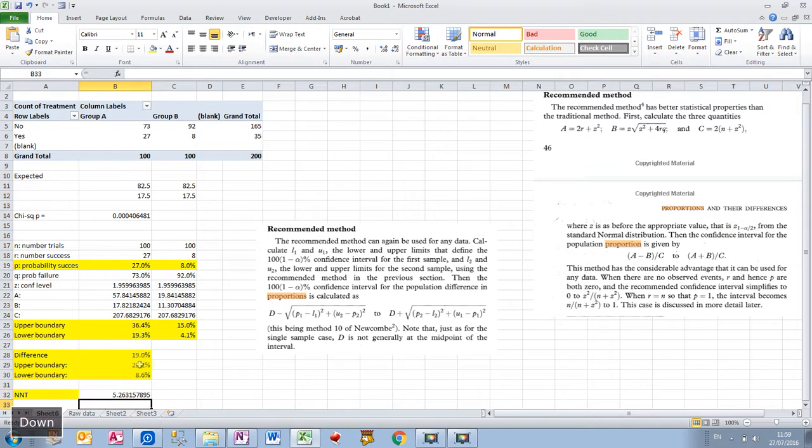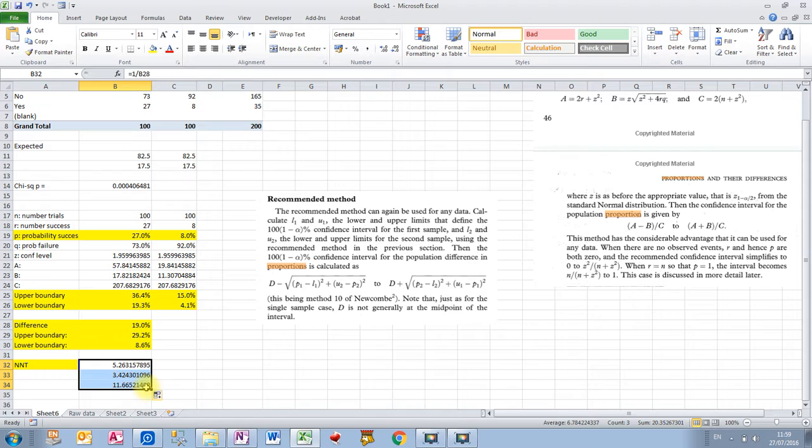What's my confidence interval for it? Well, again, I'll just drag the same formula down here. Okay, so my confidence interval for that is somewhere between 3 and 11. Okay, so I have a confidence interval not only for the difference in success rate, but also for the difference in my numbers needed to treat. I can say it's somewhere between 3 and 11 patients. Okay, so when I know the confidence interval and my difference, I can work out the NNT as well.